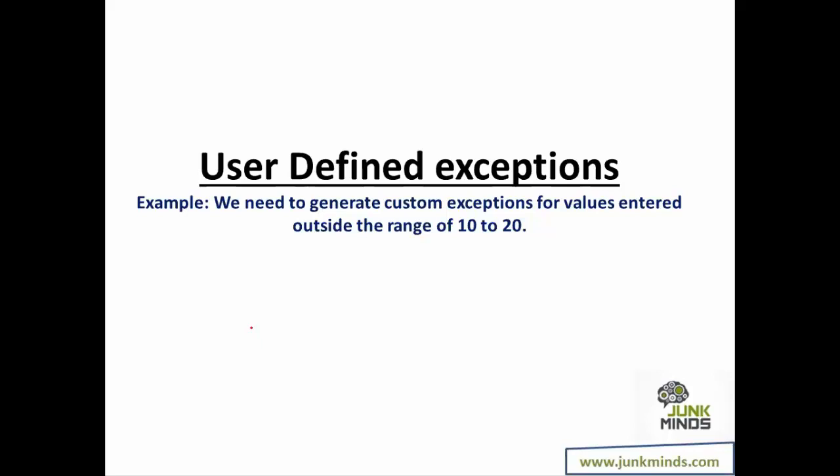Now over here, we've taken a simple example. We need to generate a custom exception for values entered outside the range of 10 to 20. Suppose I have a situation where I want to accept some value for a variable, say A. If the value of this variable A is in the range of 10 to 20, I'm okay with it. But if the value is less than 10 or greater than 20, then I'm not interested. Then I want an exception to be generated.